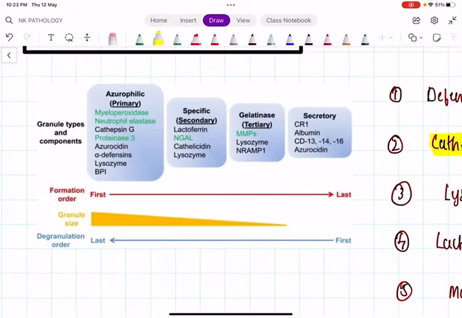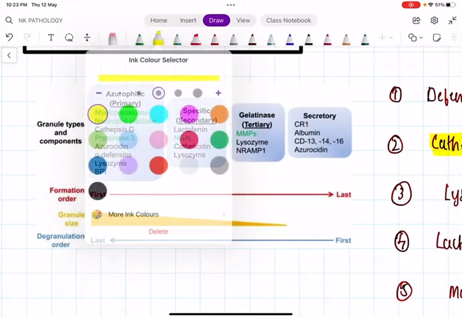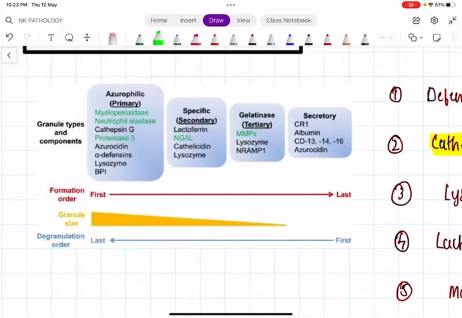Primary granules are also called acidophilic granules. They are mainly myeloperoxidase, neutrophil elastase and proteinase 3. These are highlighted in green color. These three are the most important ones. Then secondary, we have NGAL and lactoferrin and cathelicidin and lysozyme. All four are important. Cathelicidin has been asked.